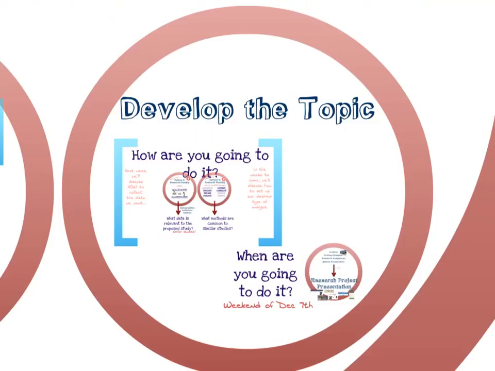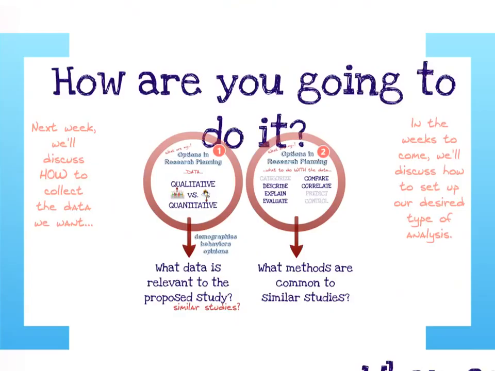So now that you've selected your topic, let's talk about how to develop the topic. In the future, we'll talk about how to collect the data and how to do the analysis. But for now, let's look at what other people have done. So one of the good ways to support your topic is to see, well, what have other people done with this kind of topic? What qualitative studies have been done? What quantitative studies have been done? What kind of information were they looking at?